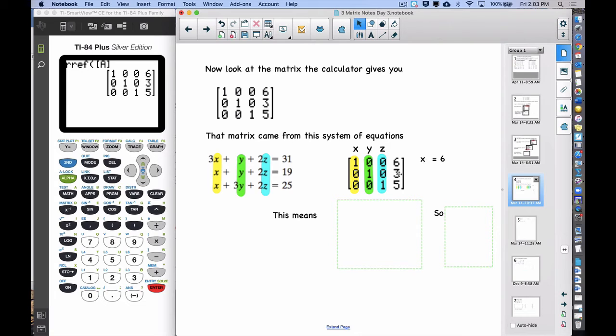In the second row, similar idea, but it would be 0x plus 1y plus 0z equals 3. But again, whoops, that should be a z. But we're not going to actually write out the 0z or the 0x, and we really don't even normally write the 1. So this second row is really telling you that y equals 3. And then similarly in the bottom row, 0x plus 0y plus 1z equals 5 really means that z equals 5.